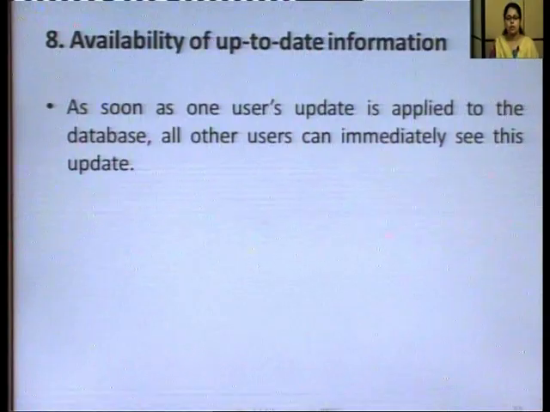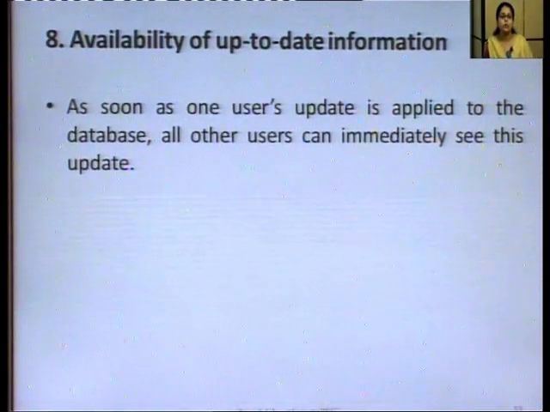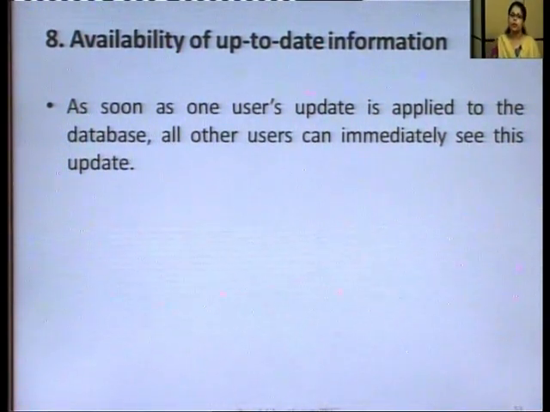Availability of up-to-date information. As soon as one user's update is applied to the database, all other users can immediately see this update. That means the concurrency control subsystem or module ensures that if one user is making changes or updating the database, the other user is also able to see those changes.